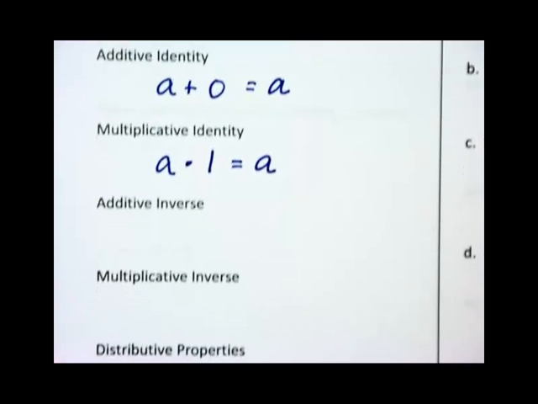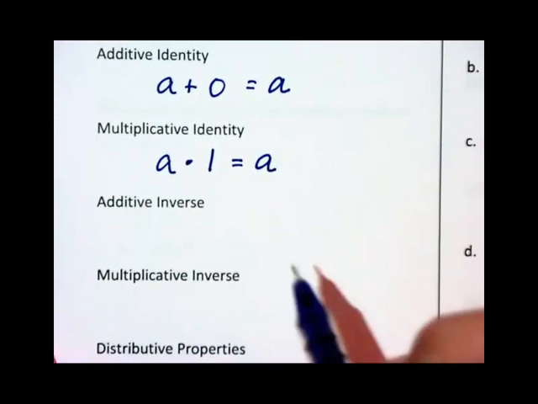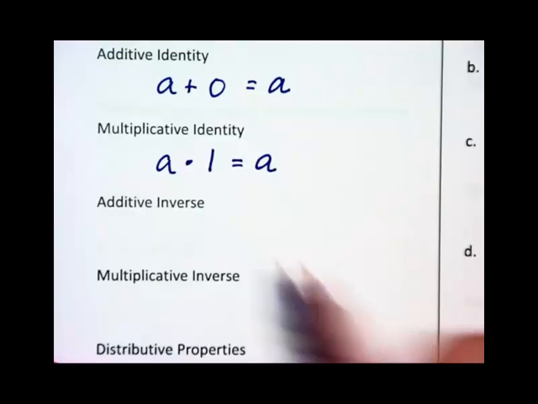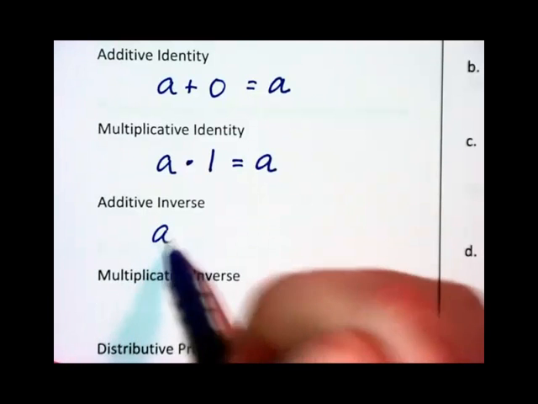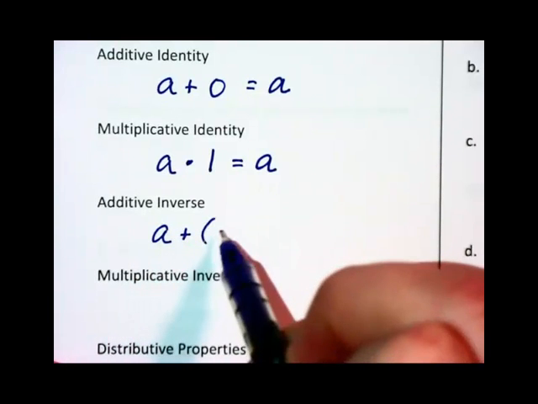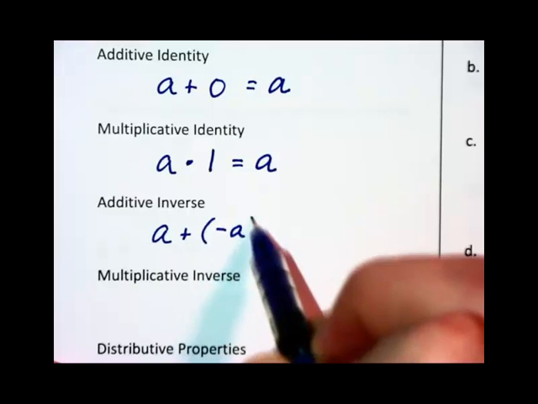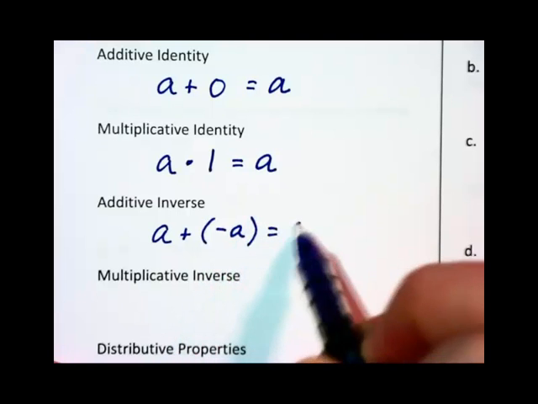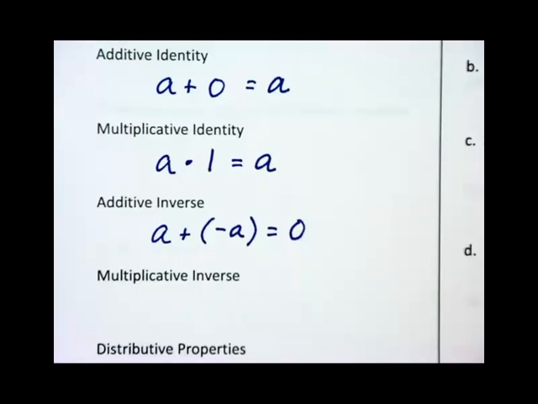In mathematics, the word inverse is always associated with the word undo. And if we want to add to undo something, that would be adding the opposite. A plus negative A undoes the addition to cancel it out and give you 0. If you want to multiply to undo something, you want to multiply by the reciprocal, and this time it doesn't cancel out to 0, it cancels out to 1.